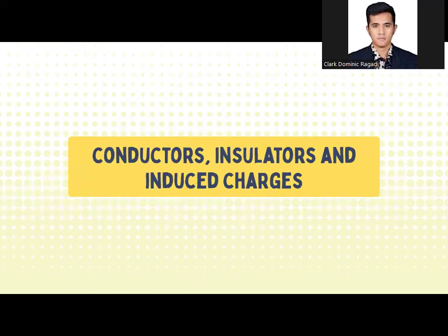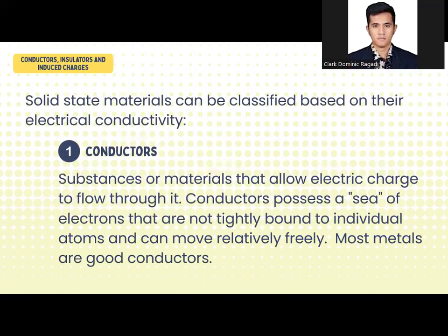Next, we have here conductors, insulators, and induced charges. Solid state materials can be classified based on their electrical conductivity. Electrical conductivity is the property of a material, the measure of how much a material allows the flow of charges or electricity. First, the solid state material is the conductor. These are substances or materials that allow electric charge to flow through them. Conductors possess a sea of electrons that are not tightly bound to individual atoms and can move relatively freely. Most metals are good conductors.